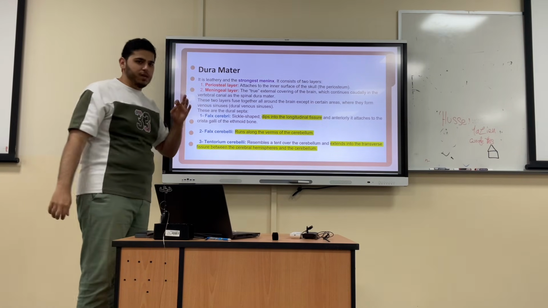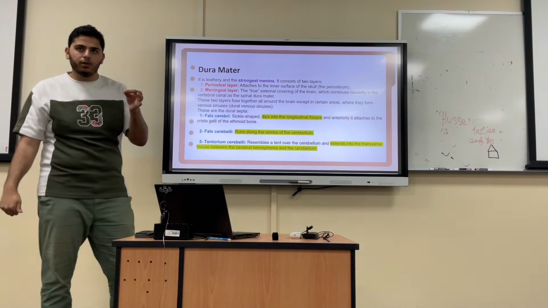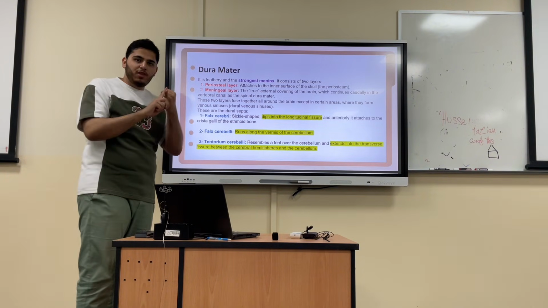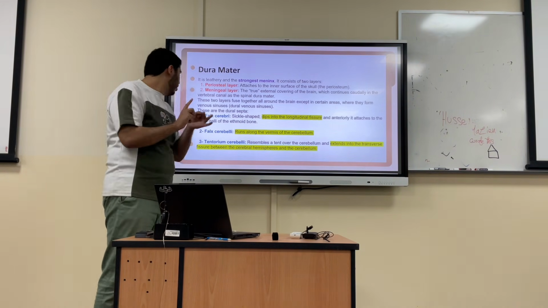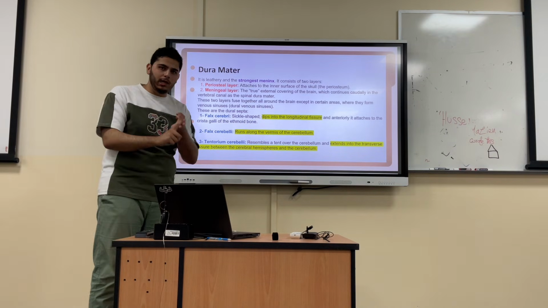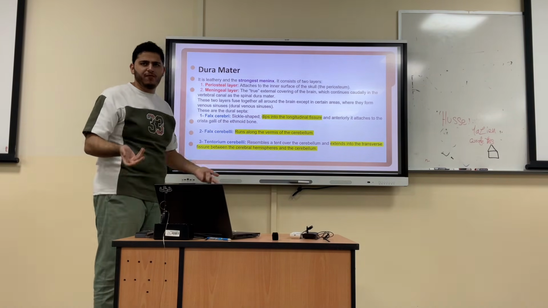Now there are three dural septa that are formed from the dura mater, very important to know. One is called the falx cerebri, one is called the falx cerebelli, one is called the tentorium cerebelli. What is the function of each of these?